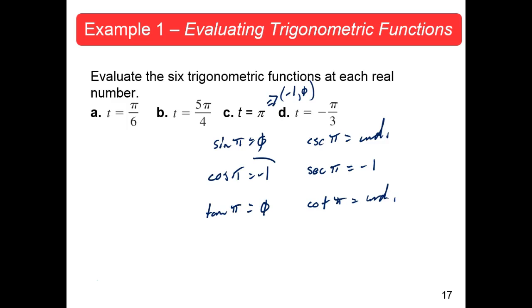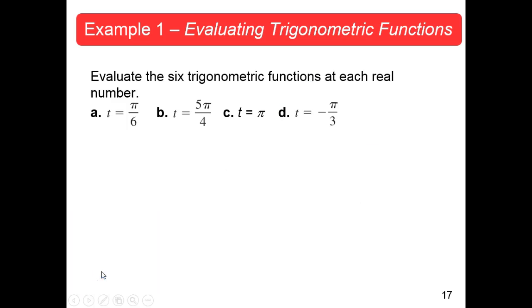Everybody got it? Do you need it a little longer? Okay. Now let's do the D one. First thing we do, identify the ordered pair. And where are you, Waldo?